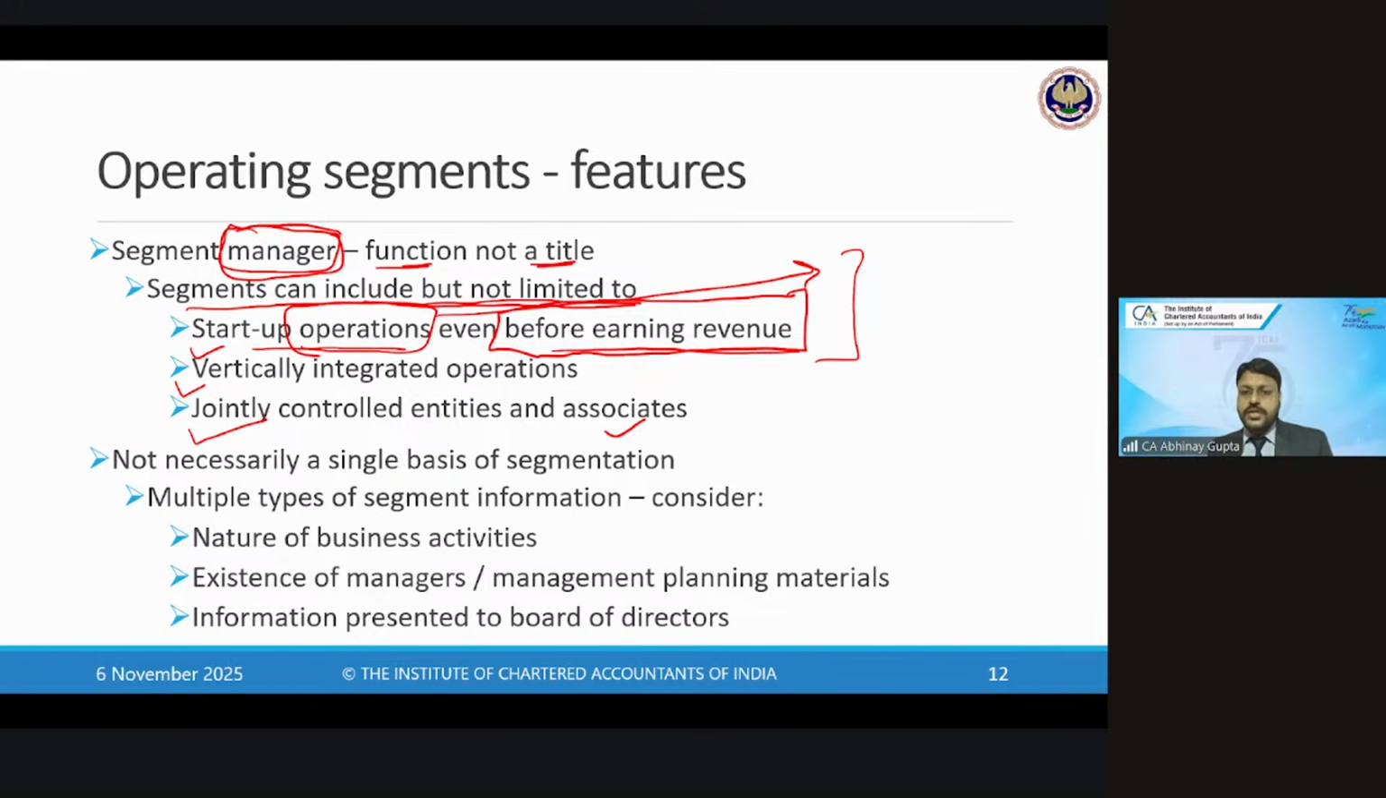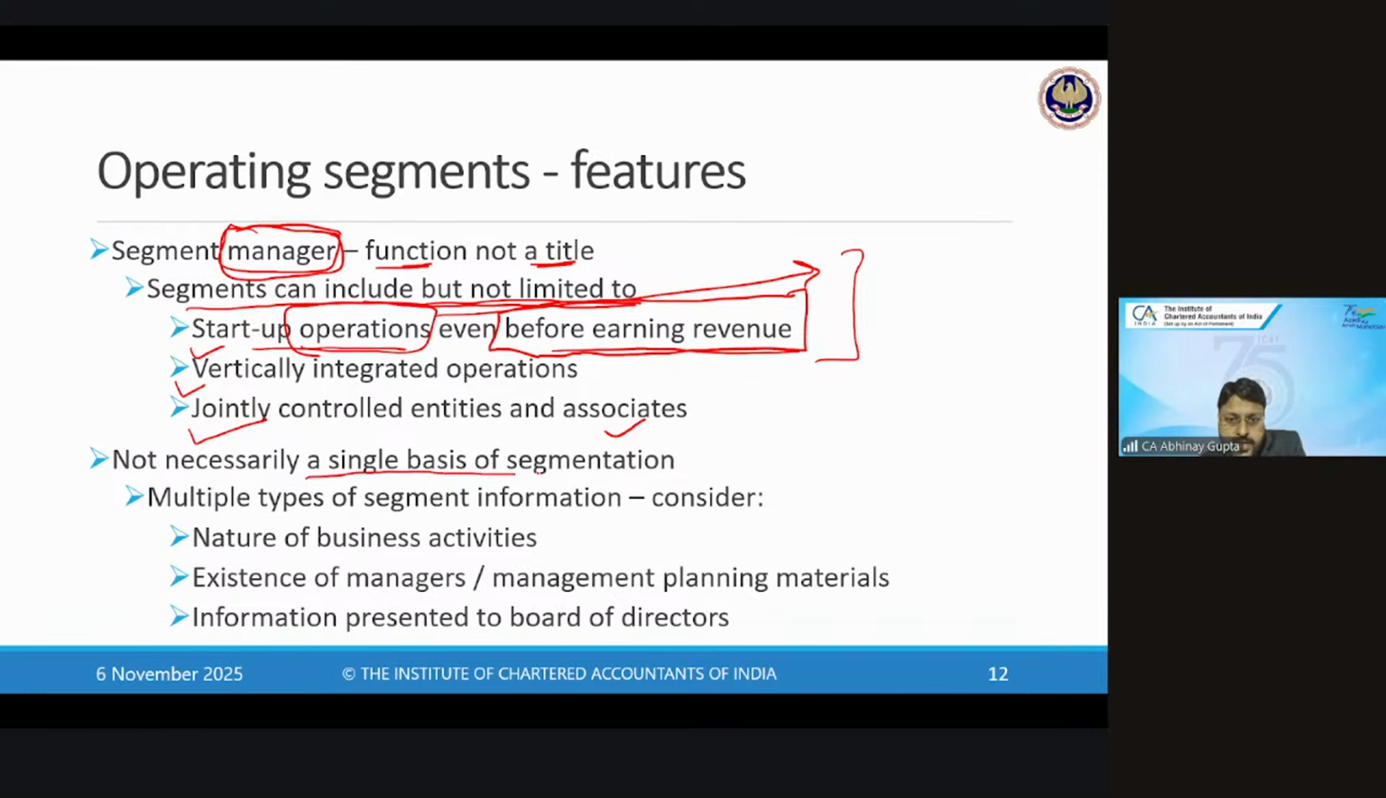Or any other associates where we have significant influence within the group, if they are engaged in a business line or product line which they are managing independently for the company, those will also be regarded as the operating segment. So operating segment doesn't have any limitation of a legal entity setup, right? It could be within the same company, or it could be in the form of a JV, or in the form of an associate as well, right?